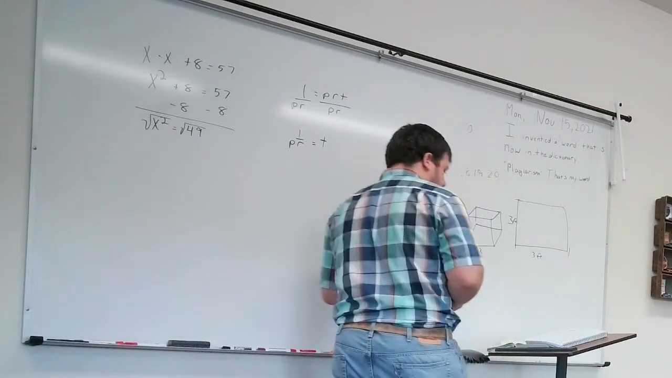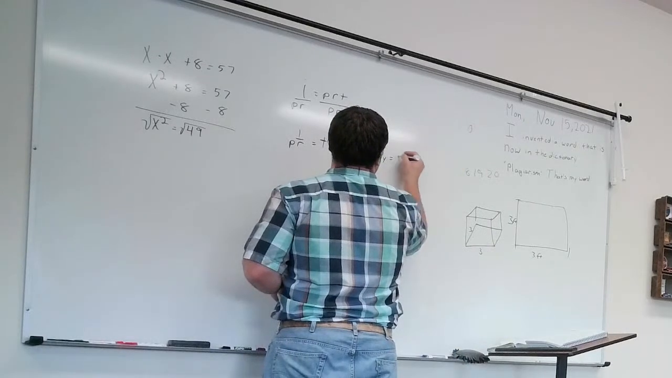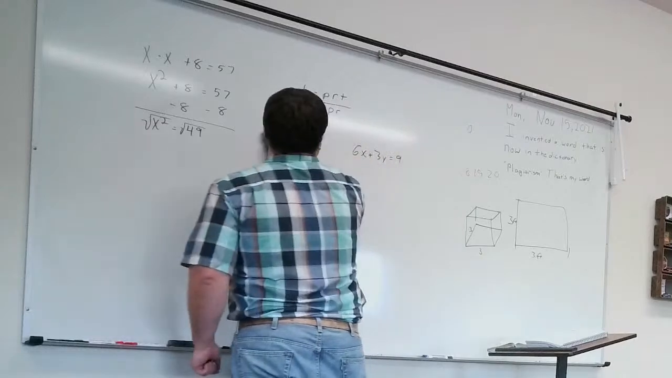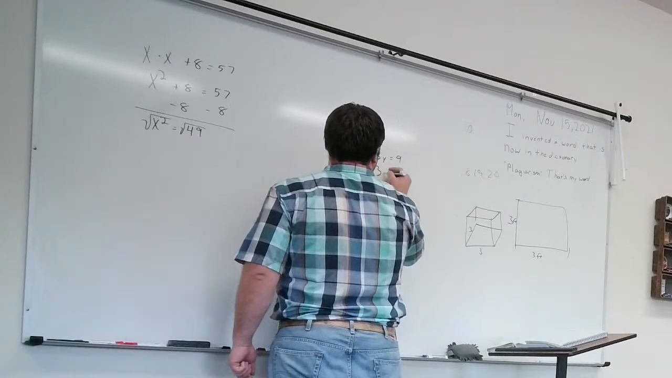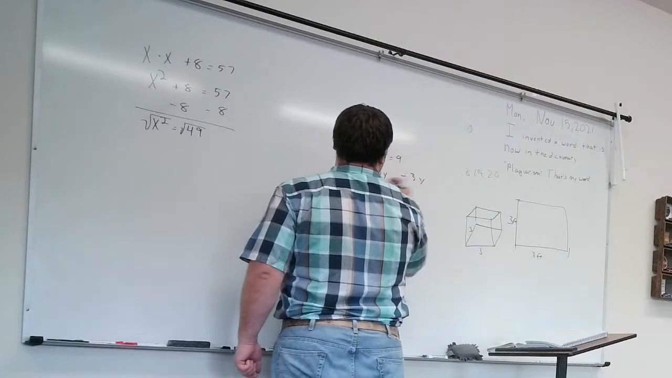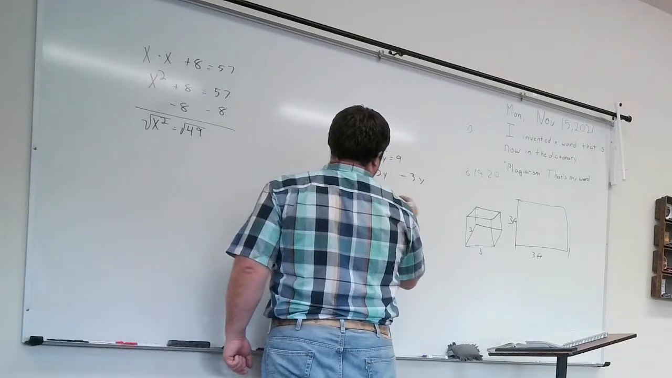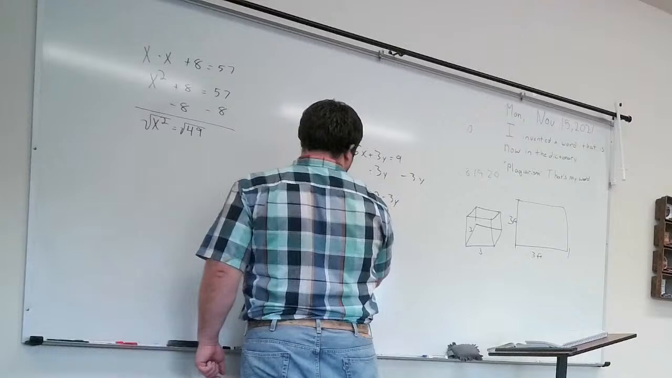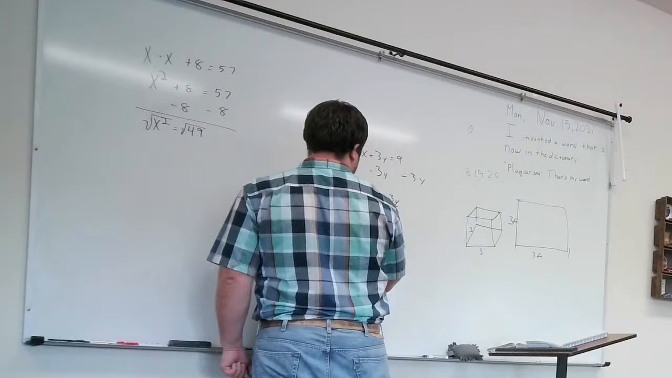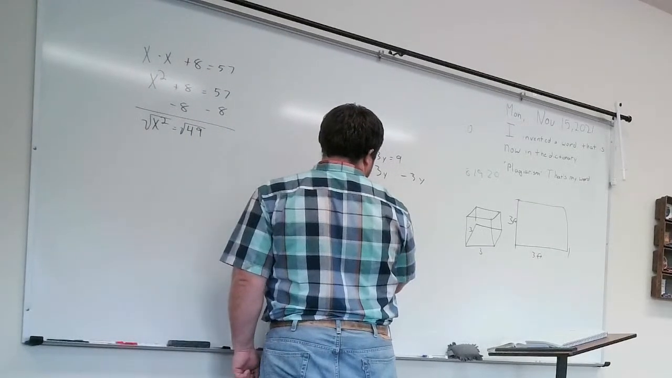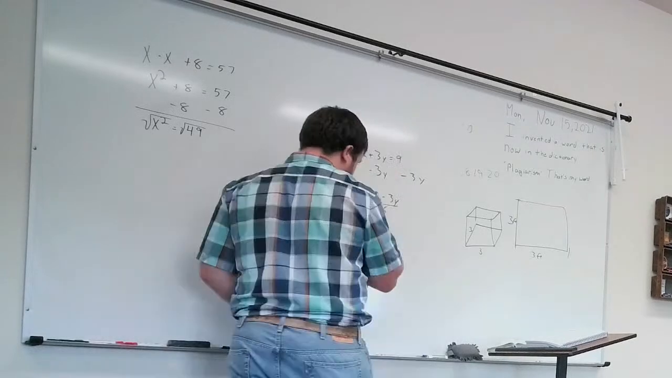You get 6x plus 3y is 9. We're solving for what again? x. And then I subtracted 3y on both sides. So that leaves us with 6x equals, then I divide by 6 on both sides. So we can divide 9 and 6 by 3. X equals 3 over 2 minus y.